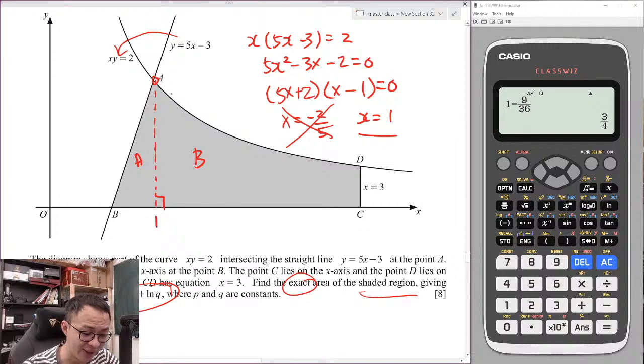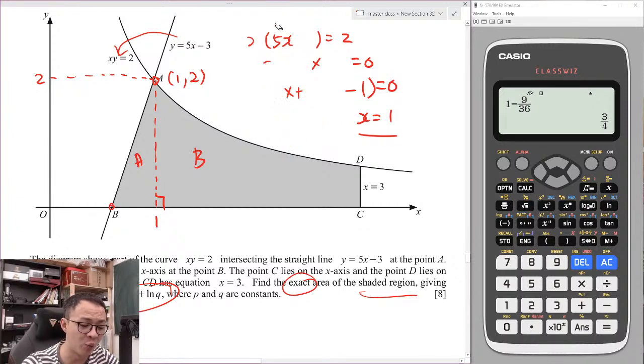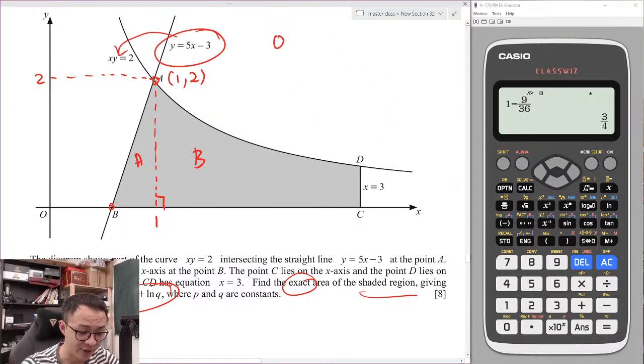Since I know the x value for coordinate A is 1, I can find the y value easily. Just sub the 1 into the xy here, then I will get my y equals 2. Then I can find this area after I know what's in my B coordinate. B coordinate will be the x-intercept. X-intercept means what? You need to make y equals 0, so we make y equals 0 for this line only. 0 equals 5x minus 3, so x is equal to 3 over 5. So this coordinate will be 3 over 5.